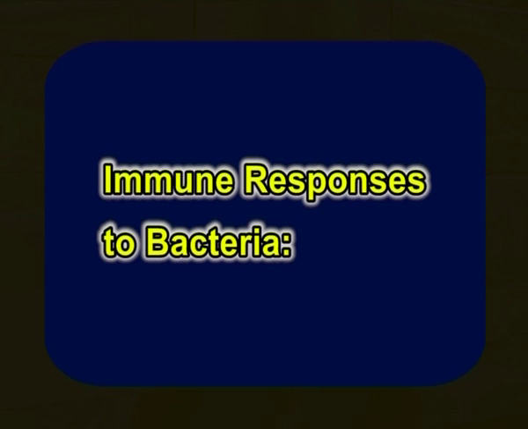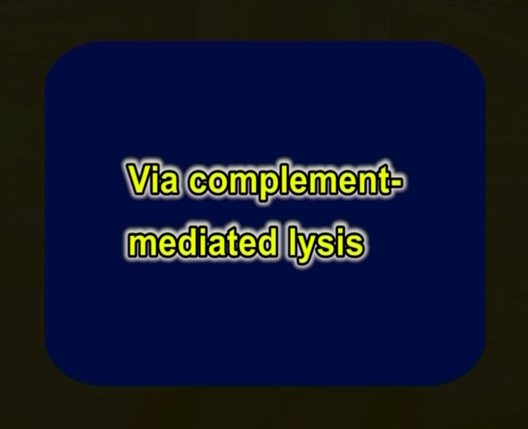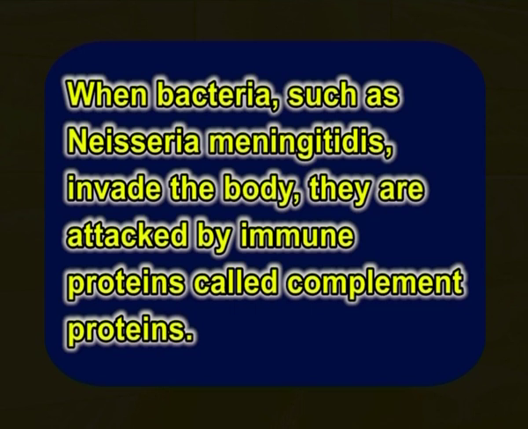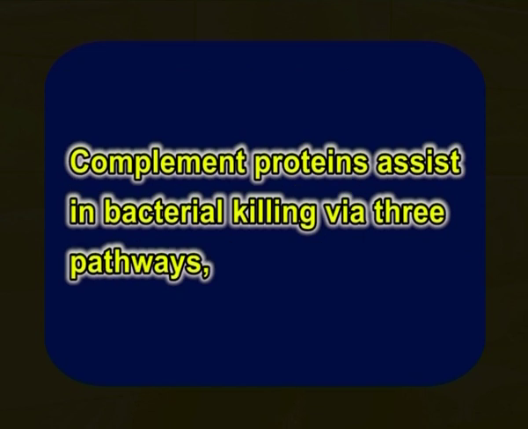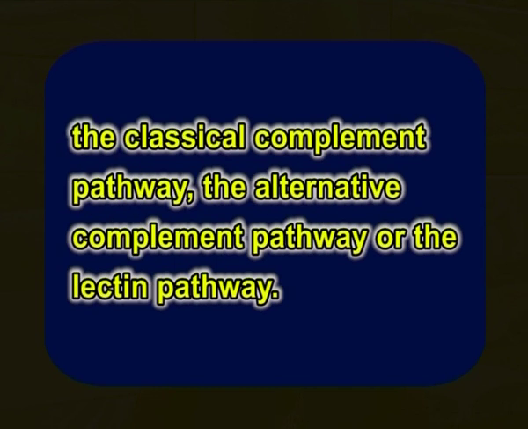Let's see how the immune responses are there towards bacteria. Via complement mediated lysis, when bacteria such as Neisseria meningitidis invade the body, they are attacked by immune proteins called complement proteins. Complement proteins assist in bacterial killing via three pathways: the classical complement pathway, the alternate complement pathway, or the lectin pathway.